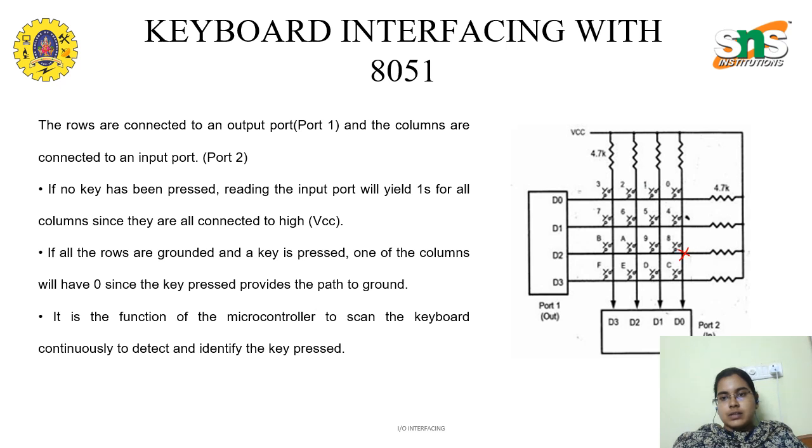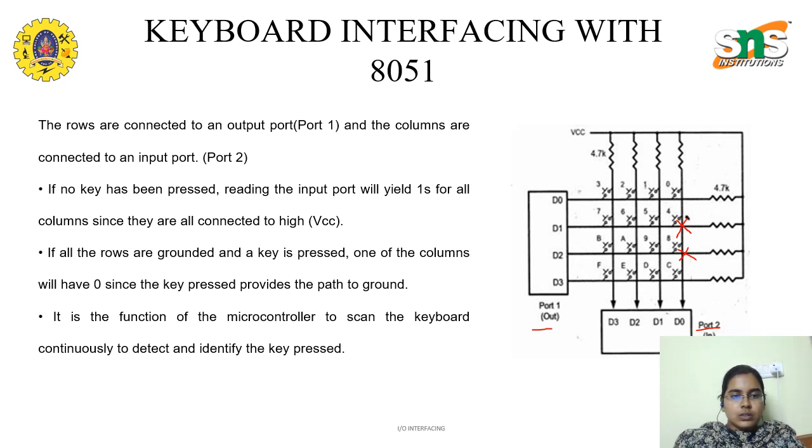This is the interfacing point. So we have rows and columns. The rows are connected to the output port P0. Here you can see output port P0. The rows are connected, and the columns are connected to P1 and P2, two ports we have taken here. If no keys are pressed, reading the input port will yield ones for all the columns since they are all connected to high. Since they are connected to VCC, they are all high.